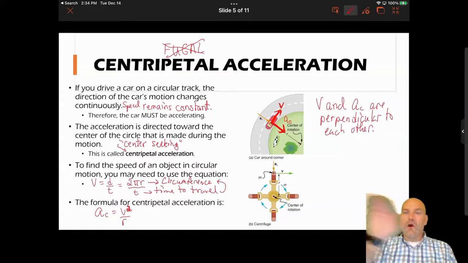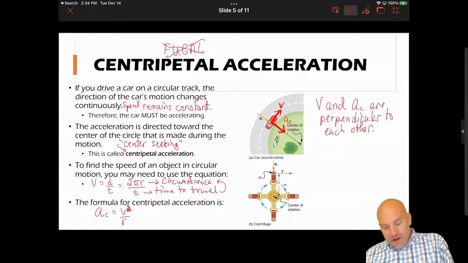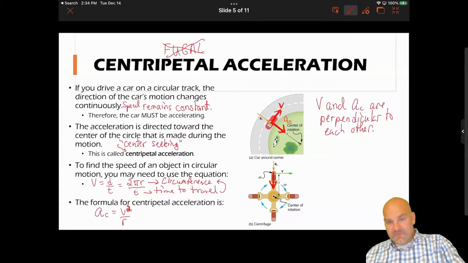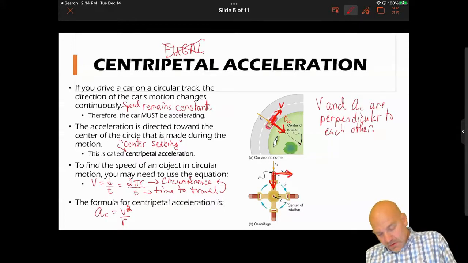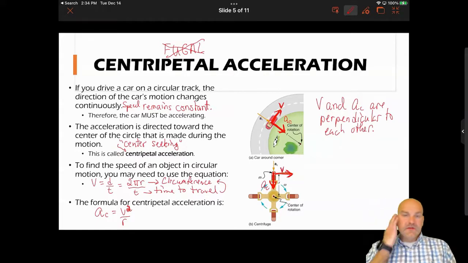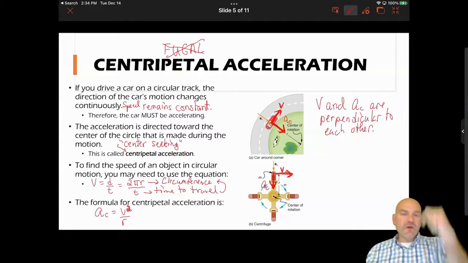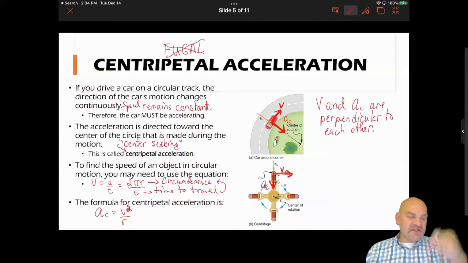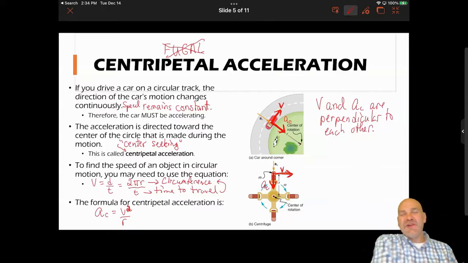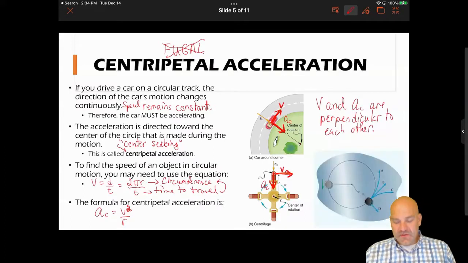Okay, regardless if it's a car going around a turn or if it's a centrifuge, and this is where people want to use that centrifugal word. So there's your velocity, heading perpendicular to the circle. Acceleration pointing into the circle, remember, is a center seeking acceleration.